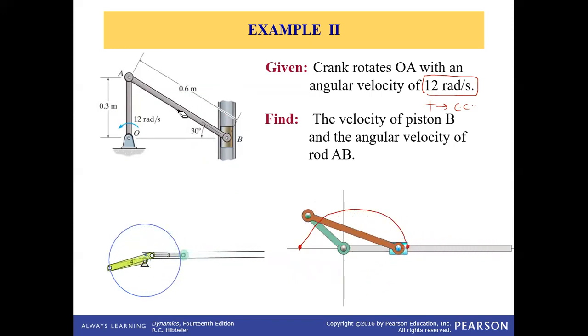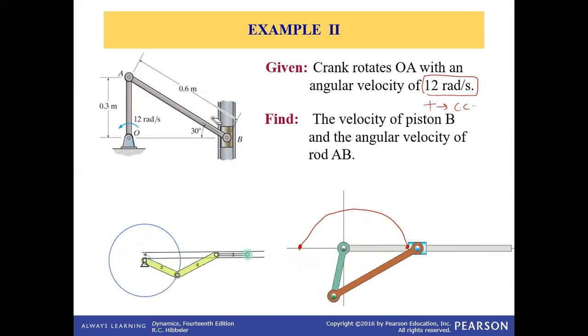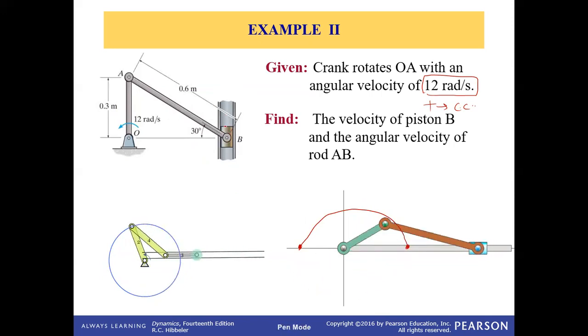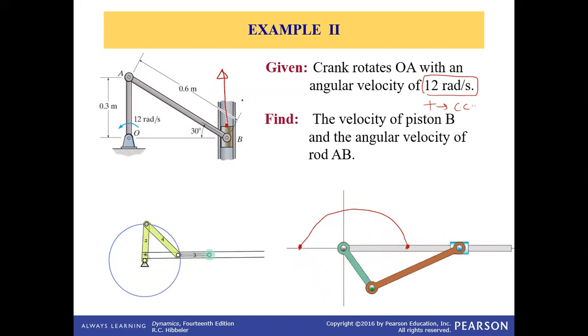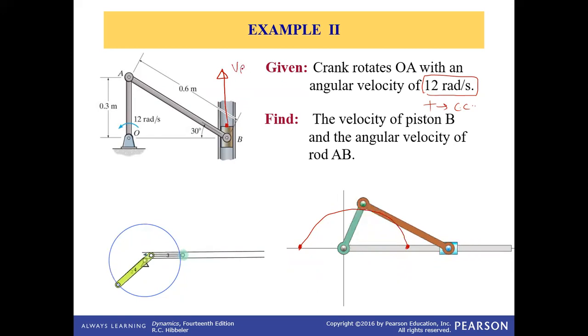Now, rod AB is in upper half, right? Meaning, what is the motion of this guy? Up or down? Up, right? So this is towards up. This is the motion of this guy. Let me call this BB. Okay, this is BB.